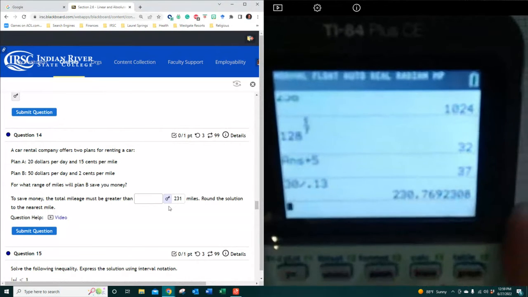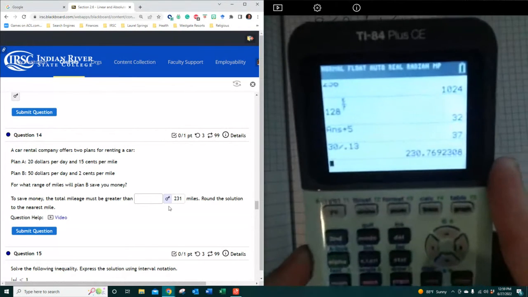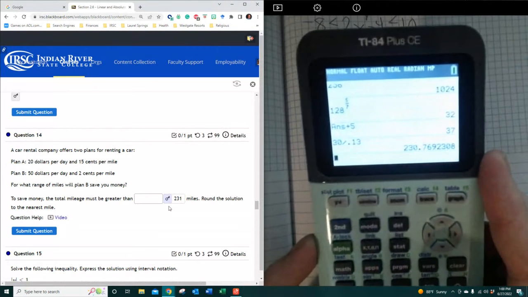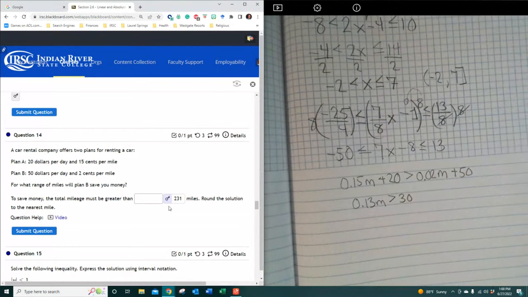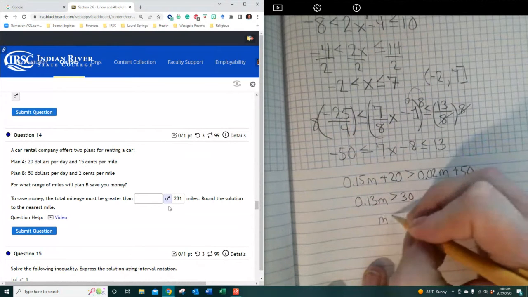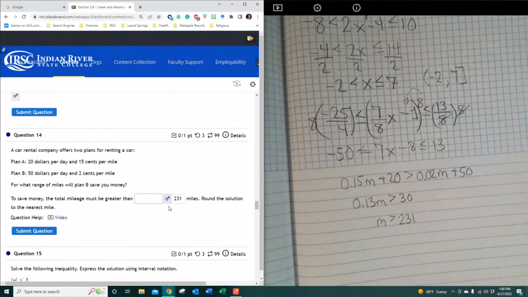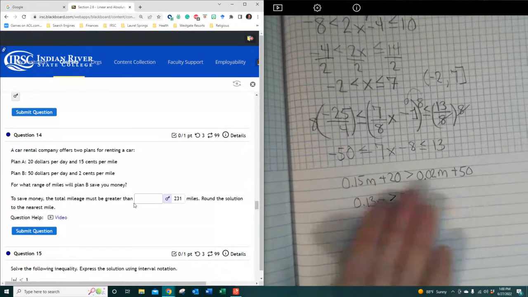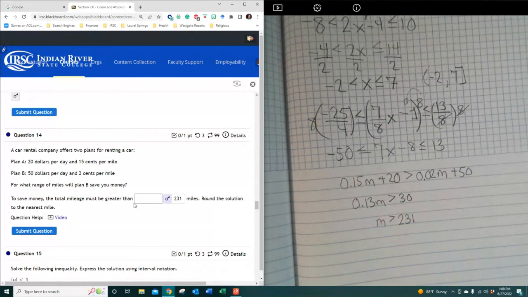And so all I did was, again, try to find out what's the sweet spot. Take the 30 divided by 0.13. Okay? And that's all I did. So this will give you miles is greater than 231, because we rounded off to the nearest mile. I know sometimes, oh man, word problems, they freak us out. You've got to get down to reality of just setting up a basic construction of a linear function.